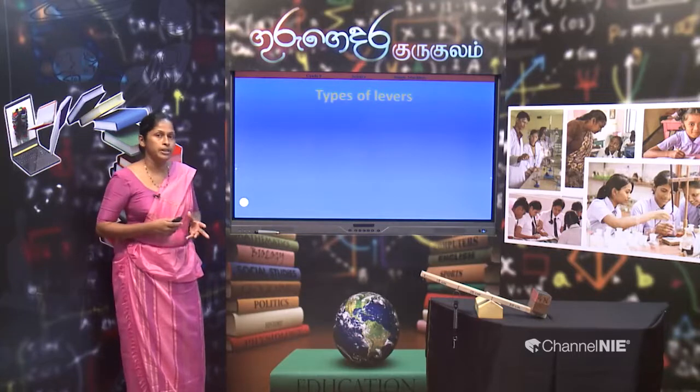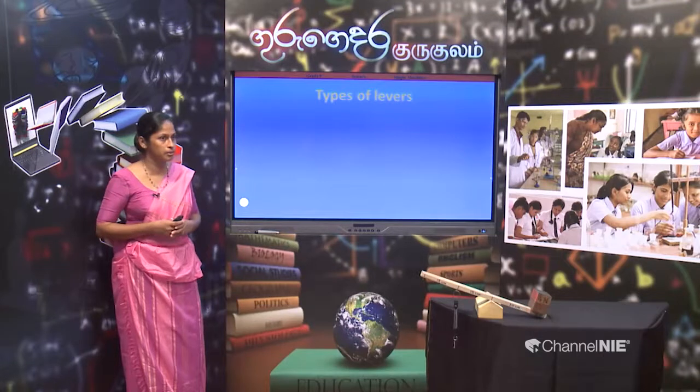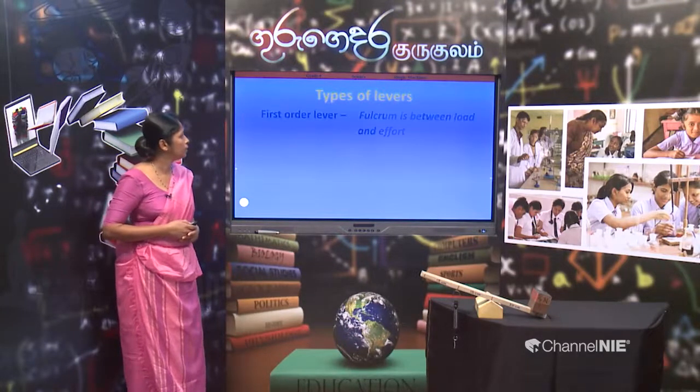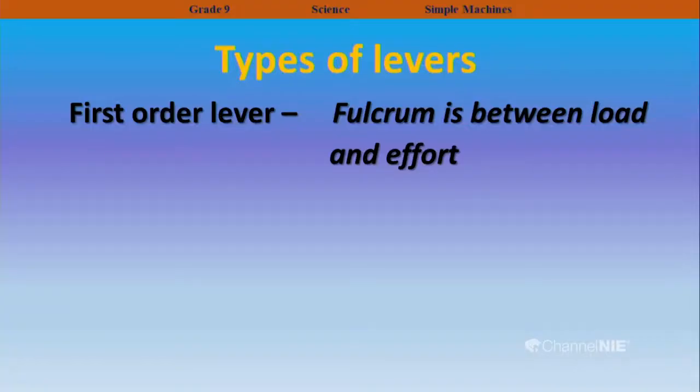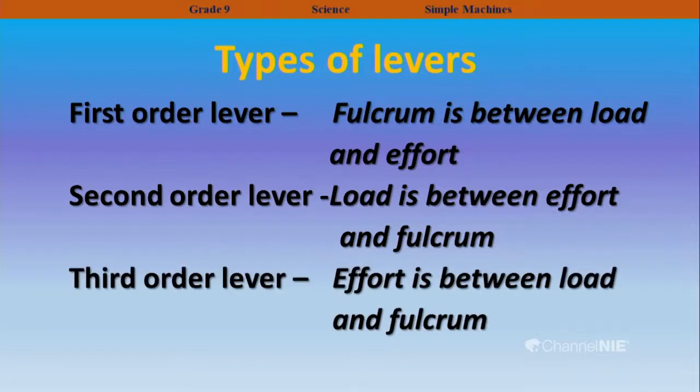The levers can be divided into 3 types according to the position of the fulcrum in relation to load and effort. Number 1, first order lever. In first order levers, the fulcrum is in the middle of load and effort. Second order lever, load is in the middle of fulcrum and effort. Third order levers, effort is in between load and fulcrum.